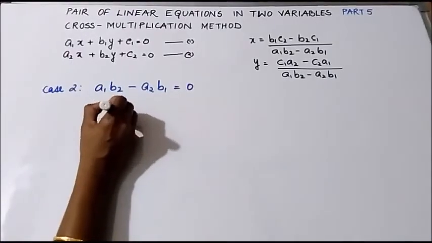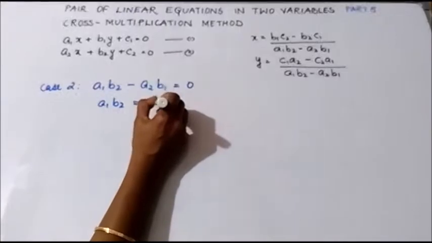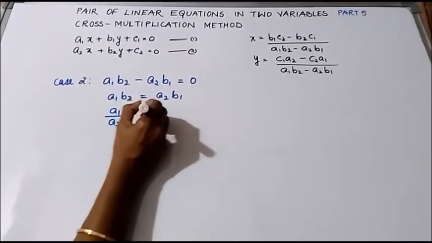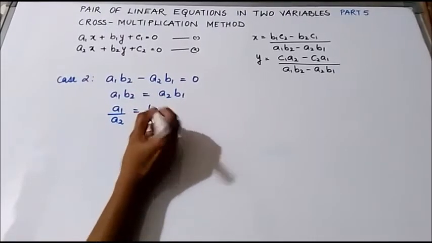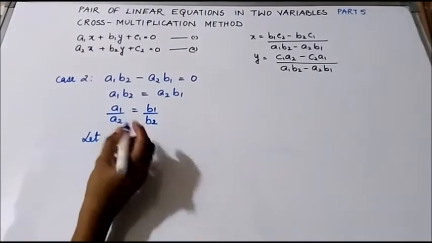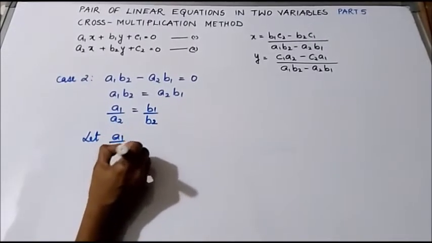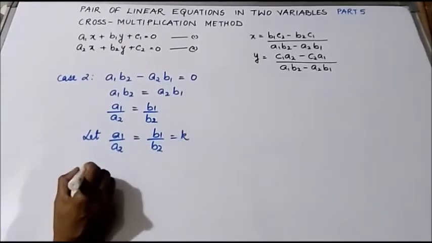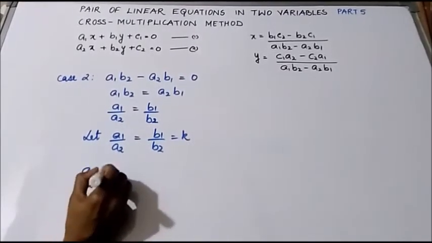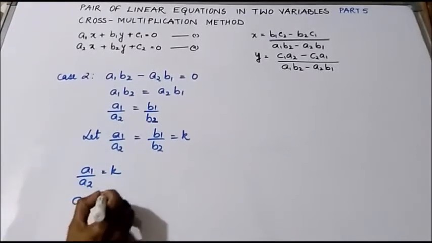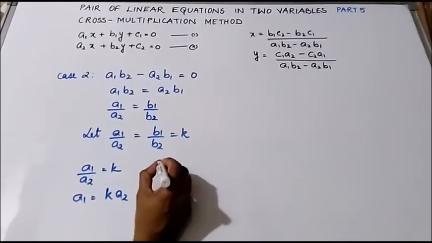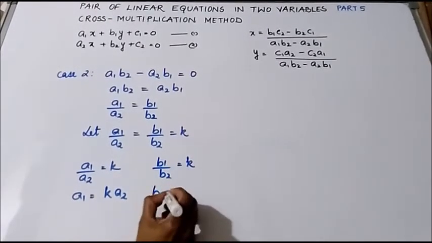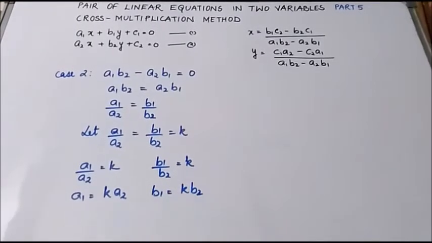In this case what do you get? a1 b2 is equal to a2 b1. That is a1 by a2 is equal to b1 by b2. Now let us assume that a1 by a2 is equal to b1 by b2 is equal to k. What do we get here? a1 by a2 is equal to k, that is a1 is equal to k a2. Same way, b1 by b2 is equal to k. That means b1 is equal to k b2.